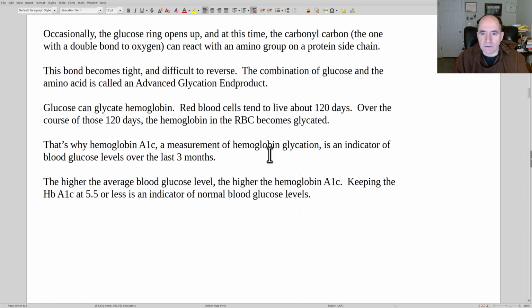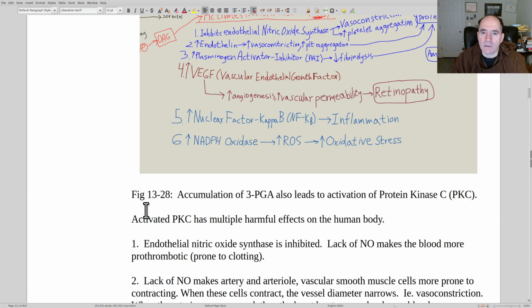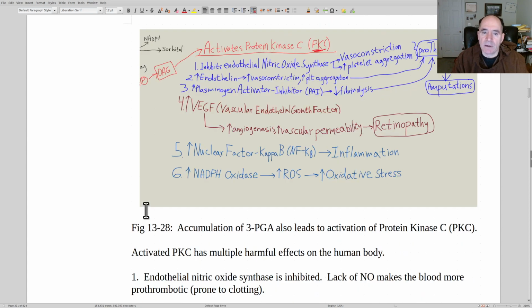Typically, red blood cells live about 120 days, so the hemoglobin A1C measurement of hemoglobin glycation in the blood is an indicator of overall blood glucose control for the past 3 months. And ideally, you'd like to have it at 5.5 or below in a normal, healthy person, non-diabetic or pre-diabetic.